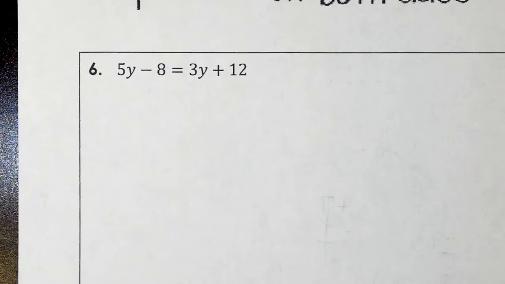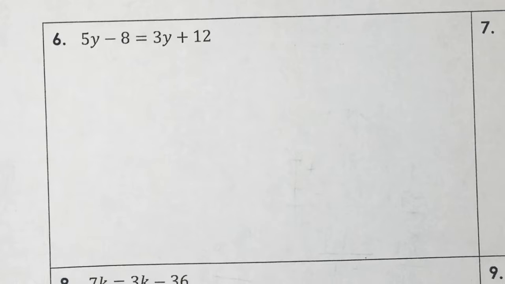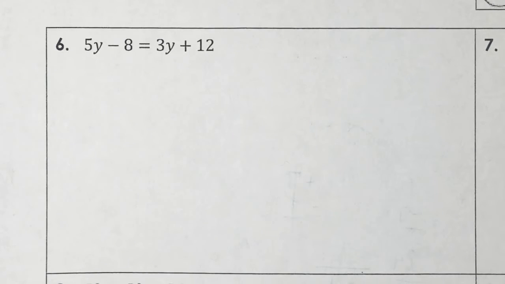I'll do number 6 with you. So there's no distribution that needs to be done. All the terms on each side are combined together, so it's all good. One thing I need to do is get the variable to one side of the equation. Now it's up to you how you want to move your variable. I always tell the kids that I move my smaller variable, and I always try to move the one that's going to keep my variable positive too.